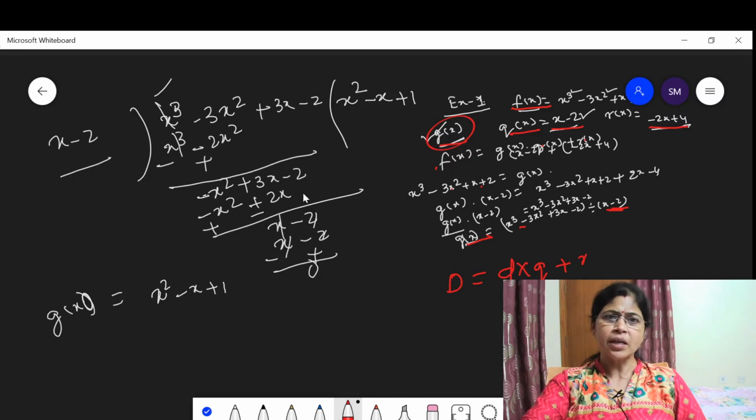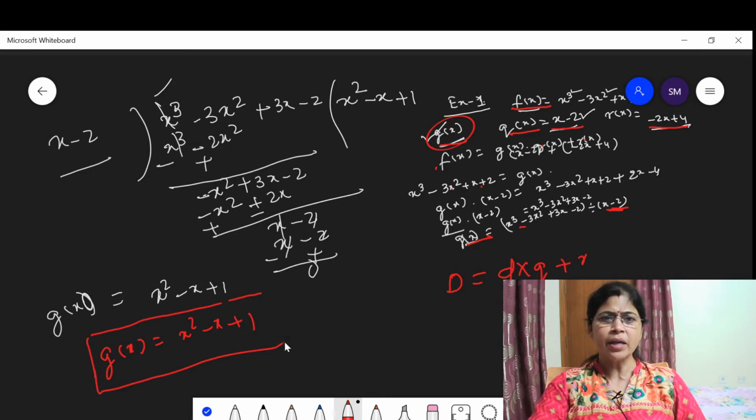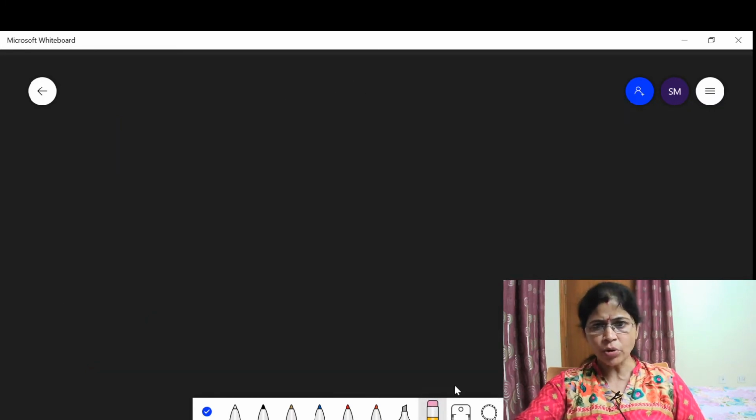Then by using the long division method, we come to the conclusion that g(x) is equal to x square minus x plus 1. This means when f(x) is divided by this, we get the quotient, and the remainder is minus 2x plus 4. Okay. Any doubt, students? If any doubt, then please ask me in my comment box.